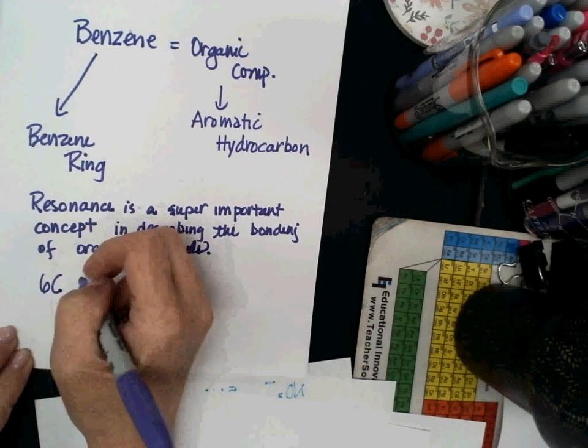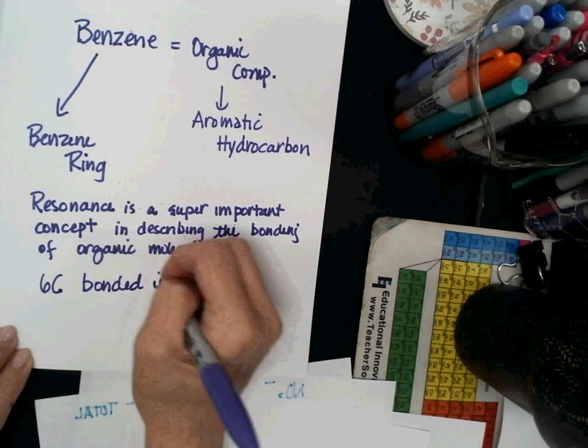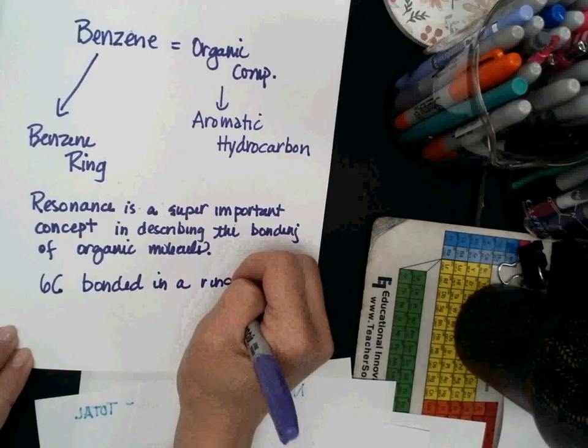But anyhow, when we look at the benzene ring, it is 6 carbons bonded in a ring.